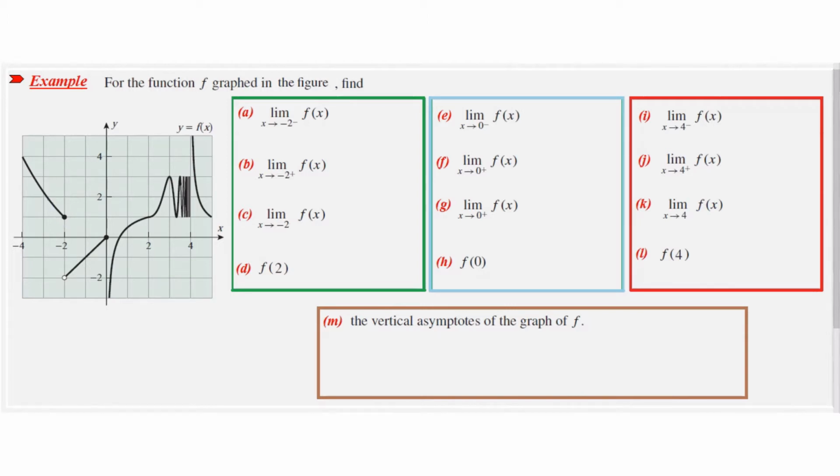This is the left of -2, and it goes to 1. So this equals 1. Part B, limit of f(x) when x goes to -2 from the right. So this is -2 from the right, and it equals -2.